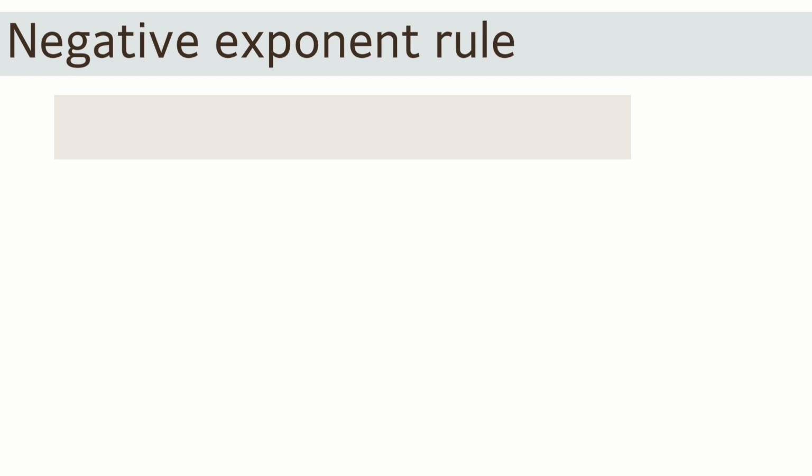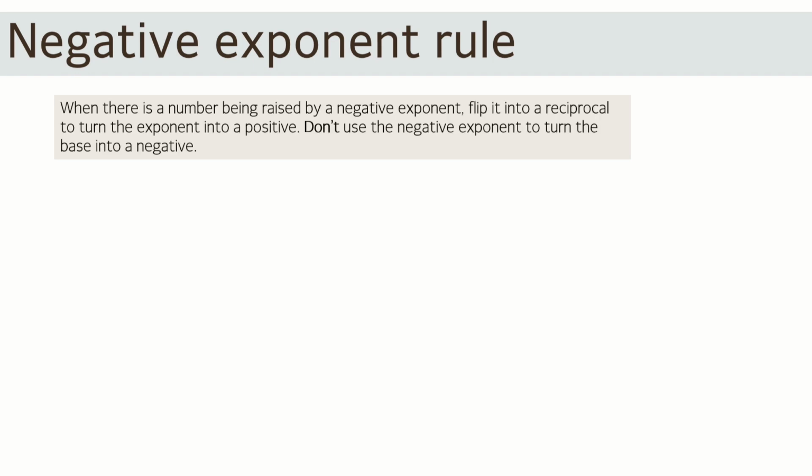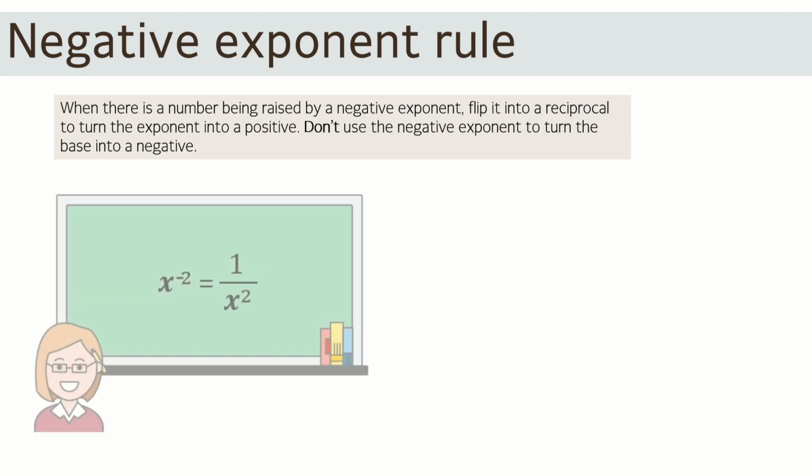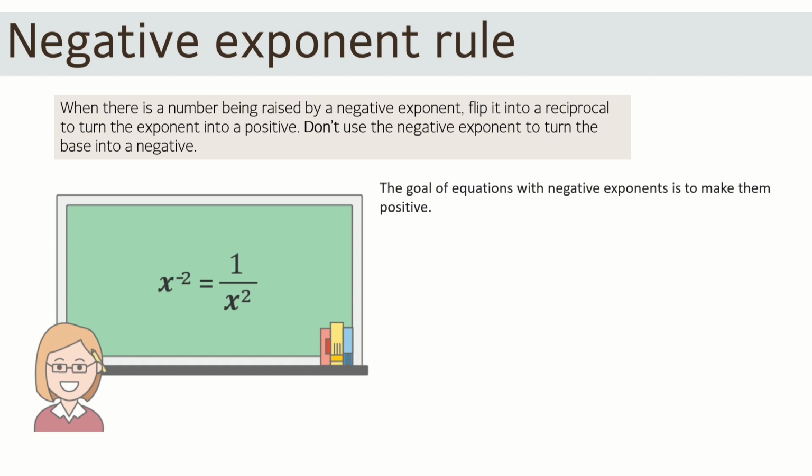The last law of exponent is the negative exponent rule. When there is a number being raised by a negative exponent, flip it into a reciprocal to turn the exponent into a positive. Remember, don't use the negative exponent to turn the base into a negative. So, for example, we have x raised to negative 2 is equal to 1 all over x squared. So the goal of equations with negative exponent is to make them positive.